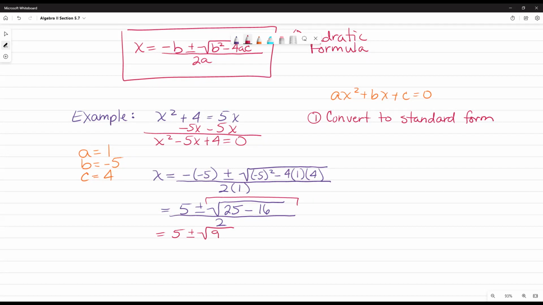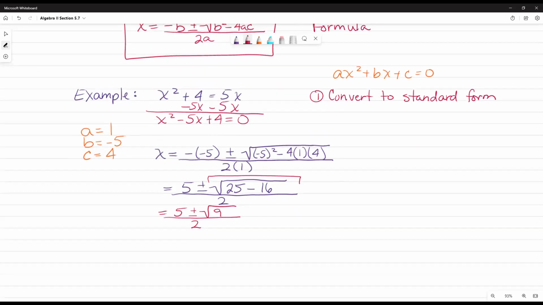Oh, that's so nice. A perfect square divided by 2. All right, last step, x equals 5 plus or minus 3 divided by 2.